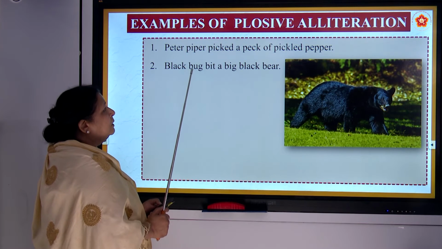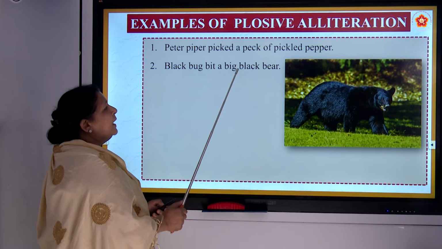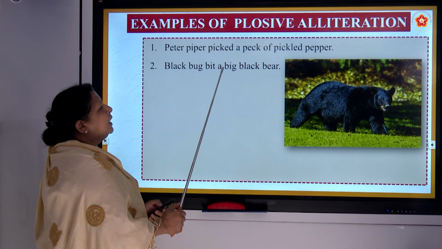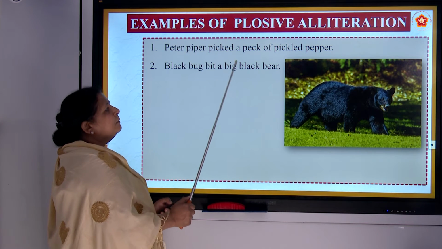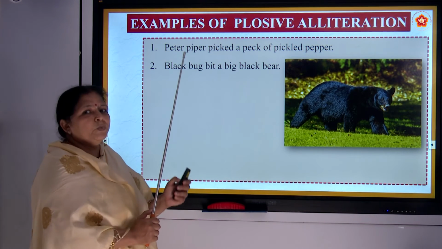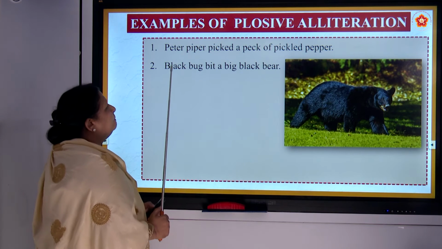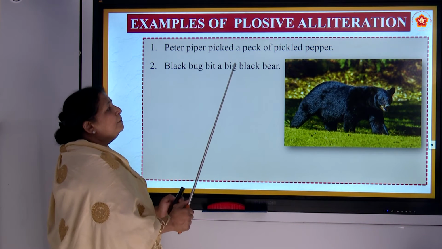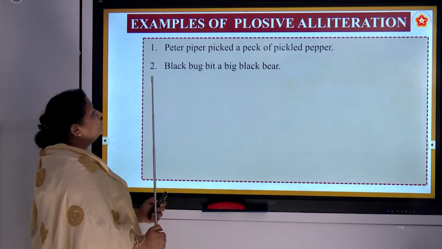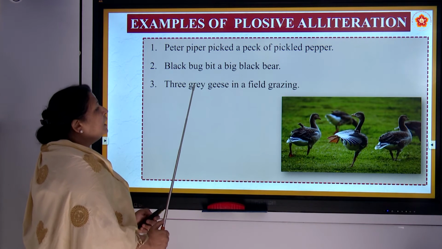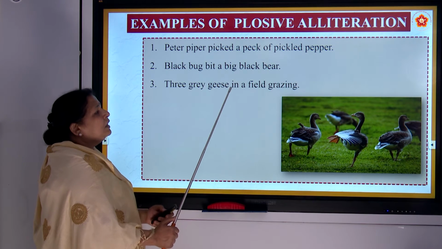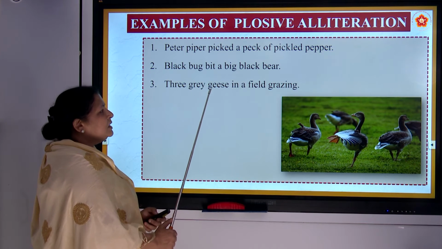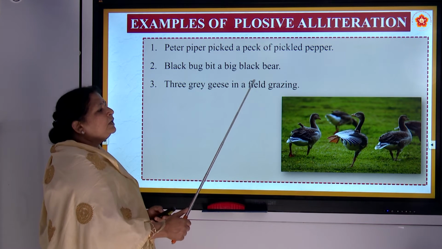Black bug bit a black bear. Black bug bit a big black bear. Now see, this is very tongue twisting. Black bug bit a big black bear. Okay. Three grey geese in a field grazing. Three grey geese in a field grazing.